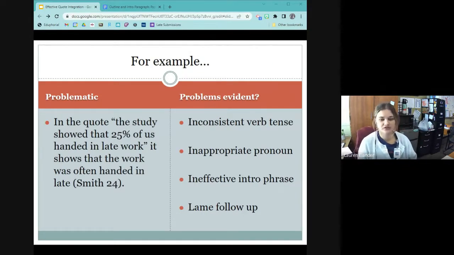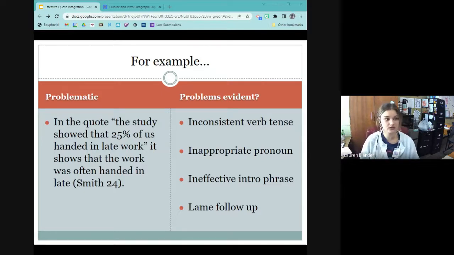So, "In the quote, the study showed that 25% of us handed in late work. It shows that work was often handed in late." So first, let's look for the inconsistent verb tense. In the quote, "the study showed that," showed is past tense. "The study shows that 25% of us handed in late work. It shows that late work was often handed in late." So I have showed and shows, which don't have the same verb tense, and I want to make sure they're both in present tense.